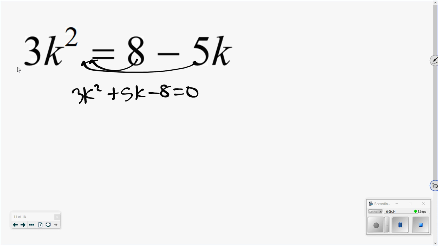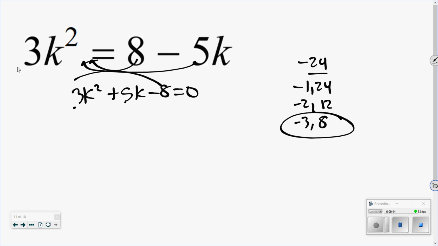Okay, this one is a little harder to factor because of the 3 out in front. So remember, if you do have a number out in front, this is a good review. I multiply the 3 and the -8 together. That would be -24. Then I look for the factors of -24 that add up to be 5. So I could do -1 and 24, -2 and 12, -3 and 8. Those two right there, -3 plus 8, add up to be 5. That's the one I'm looking for.